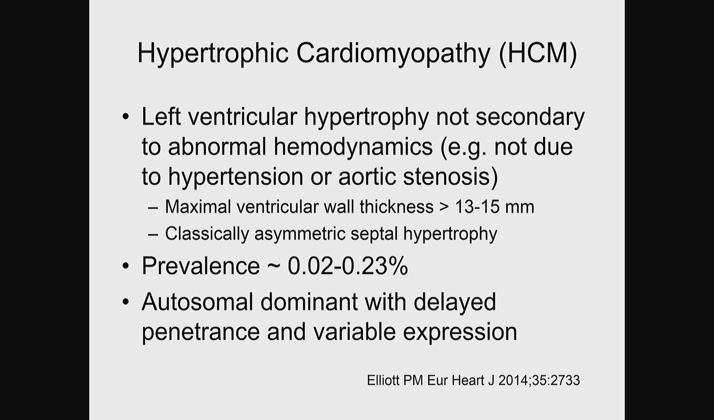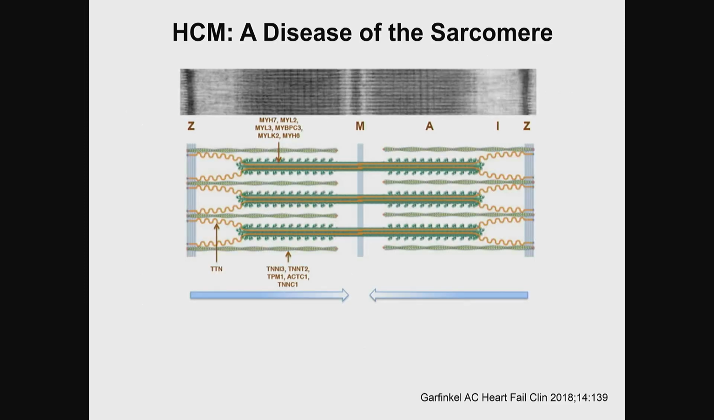The prevalence of this disorder has varied based on the ascertainment method, with reported prevalence ranging from 0.02 to 0.23%. Amongst families with identified hypertrophic cardiomyopathy, we've appreciated an autosomal dominant pattern of inheritance with delayed penetrance and variable clinical expression, such that carriers of disease-causing mutations or alleles do not develop disease, in this case ventricular hypertrophy, until later in life, hence the delayed penetrance. And variable expression because the severity of the phenotype or of cardiomyopathy can vary within even individual families.